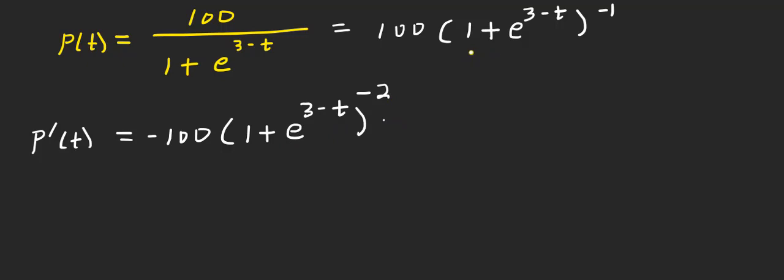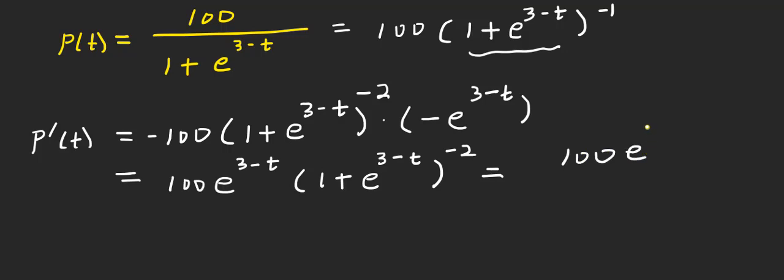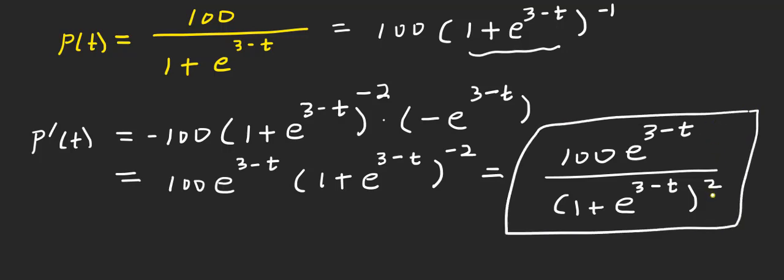We're not done yet. Times the derivative of the inside, which is, what's the derivative of 1? 0. And what's the derivative of e to the 3 minus t? It's going to be the derivative of 3 minus t, which is negative 1, times e to the u, which is 3 minus t. So you get, negative times negative is positive, 100 e to the 3 minus t times the quantity 1 plus e to the 3 minus t to the negative 2 power. Now, if you want to change the negative 2 to a positive, this is the same thing as 100 e to the 3 minus t all over the quantity 1 plus e to the 3 minus t to the second power. So this will be the derivative of p of t.